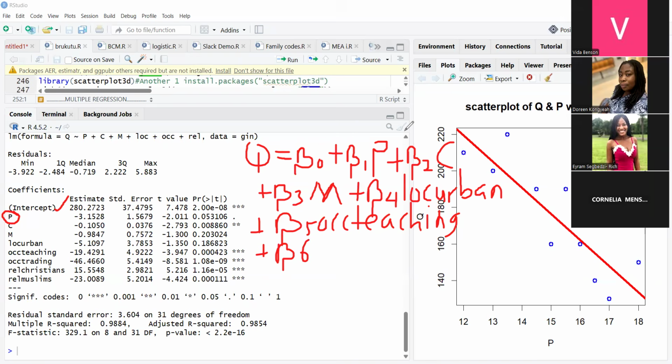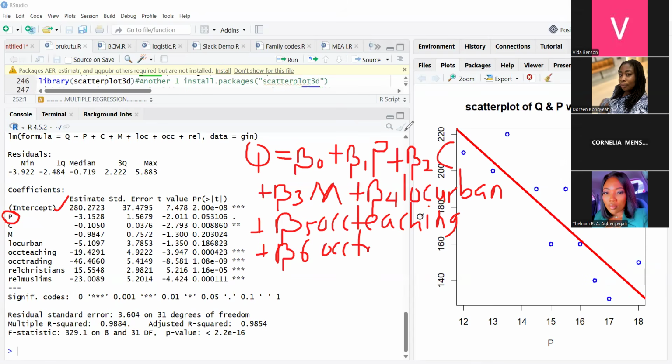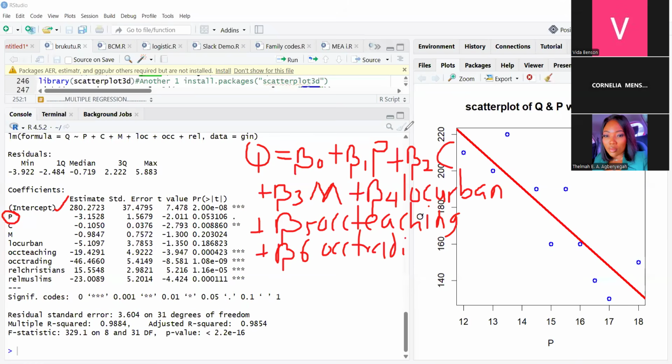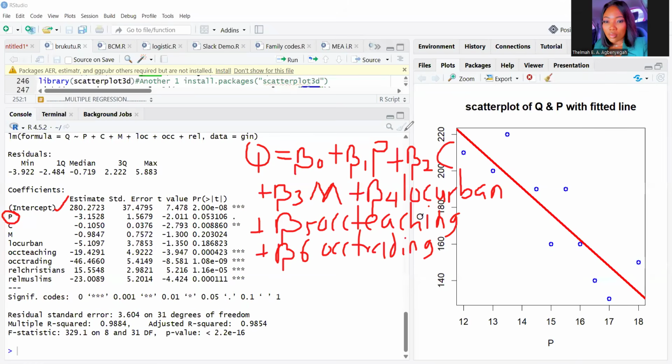Cornelia. Trading. Okay. You write it nicely. Be careful with spellings. This is 6 marks. Then you write beta 7. What is the next to write, Thelma?